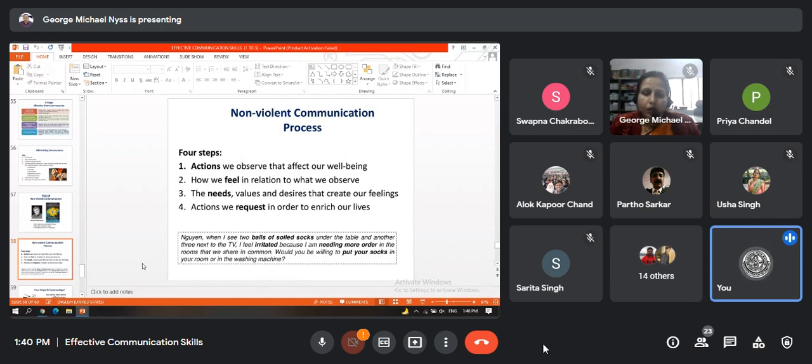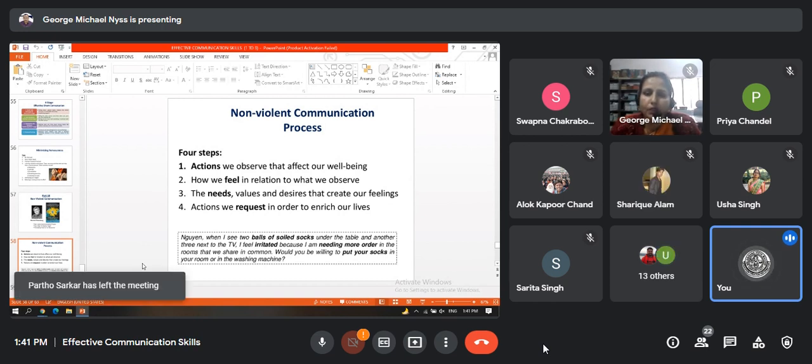I'm saying some steps, 4 steps. Actions we observe that affect our well-being. How we feel in relation to what we observe. The needs, values, and desires that create our feelings, and actions we request in order to enrich our lives. So these are the 4 steps that are used in the non-violent communication process. It is about the actions we observe that affect our well-being, about our feelings in relation to what we are observing, the needs, values, and desires that create our feelings. It also shows the actions we request in order to enrich our lives.